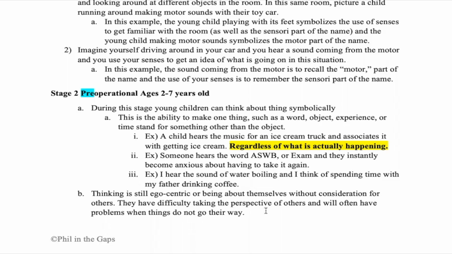Another example, someone hears the word ASWB or exam, and they instantly become anxious about having to take the exam. They're like, you know what? Poof. I see those 4 letters, ASWB. I'm like, I'm out. Or hear about the exam. And if you fail the exam, you're like, man, I don't ever want to hear that word ever again. Or once you pass the exam, you're like, do not ever bring up the exam ever again. But people are able to start symbolizing or associating things that were not otherwise associated directly together.